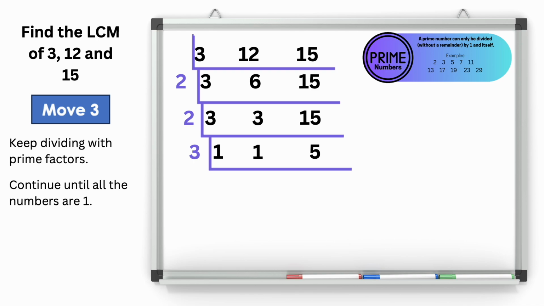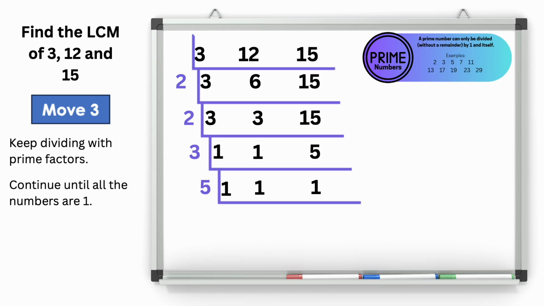I can't divide by 3 anymore, so I need to move on to my next prime number, which is, that's right, you got it, it's 5. I can bring my ones down. And 5 divided by 5 leaves 1. Now I have all ones inside my ladder.